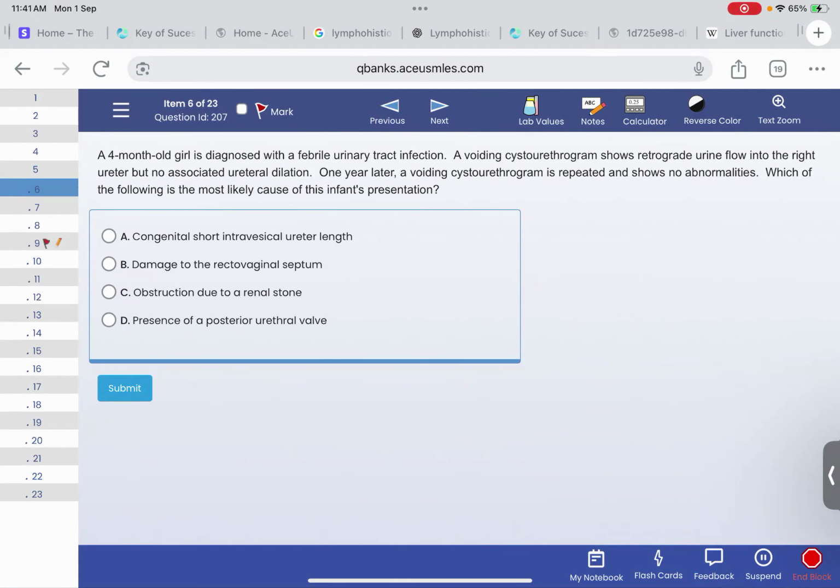Which of the following is the most likely cause of the infant's presentation? A 4-month-old girl is diagnosed with a febrile UTI. Voiding cystourethrogram shows retrograde urine flow into the right ureter but no associated urethral dilation. One year later, the voiding cystourethrogram is repeated and shows no abnormalities. So, which of the following is the most likely cause?